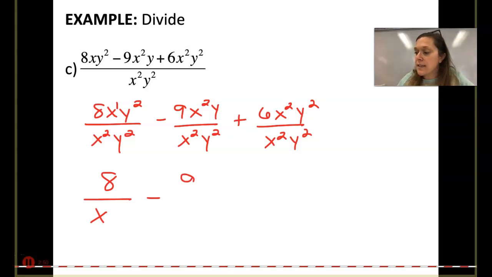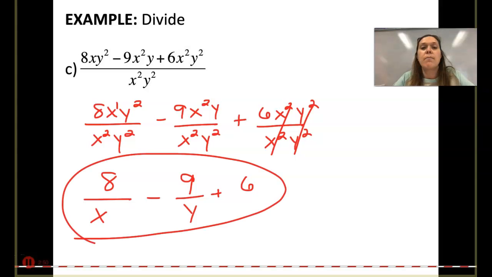Second fraction, 9 doesn't have anything to divide out with. Your x's would cancel out, and you would be left with 1y in the denominator. And then for the last one, 6 doesn't cancel out, and everything else would cancel, right? So we're just left with 6. So 8 over x minus 9 over y plus 6 would be our final answer.